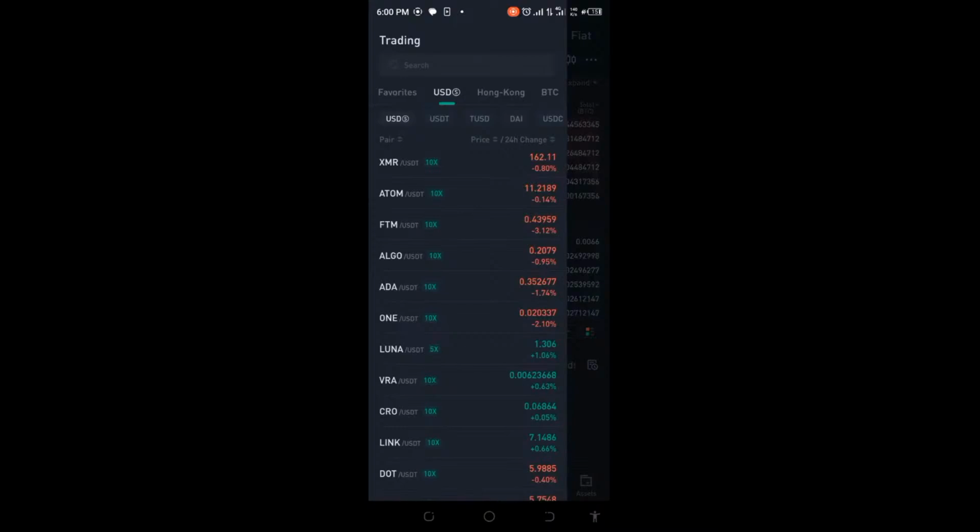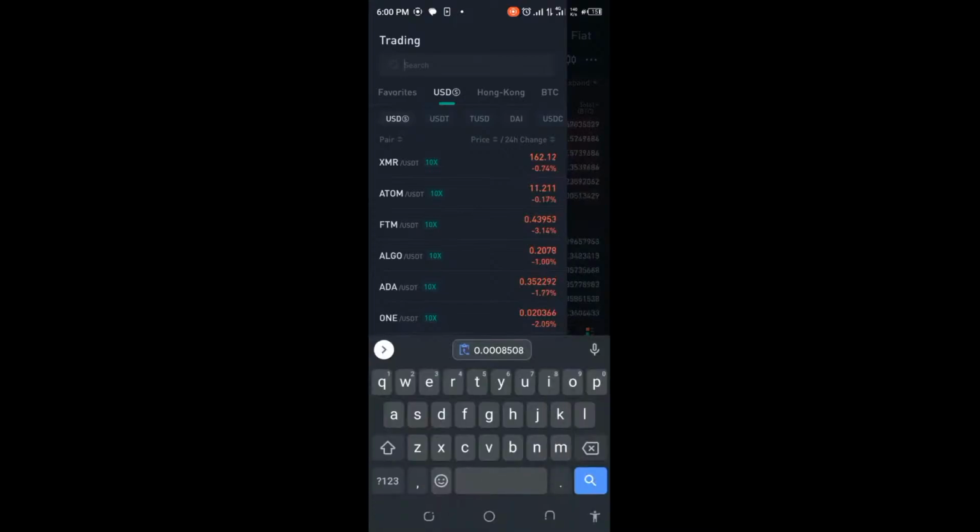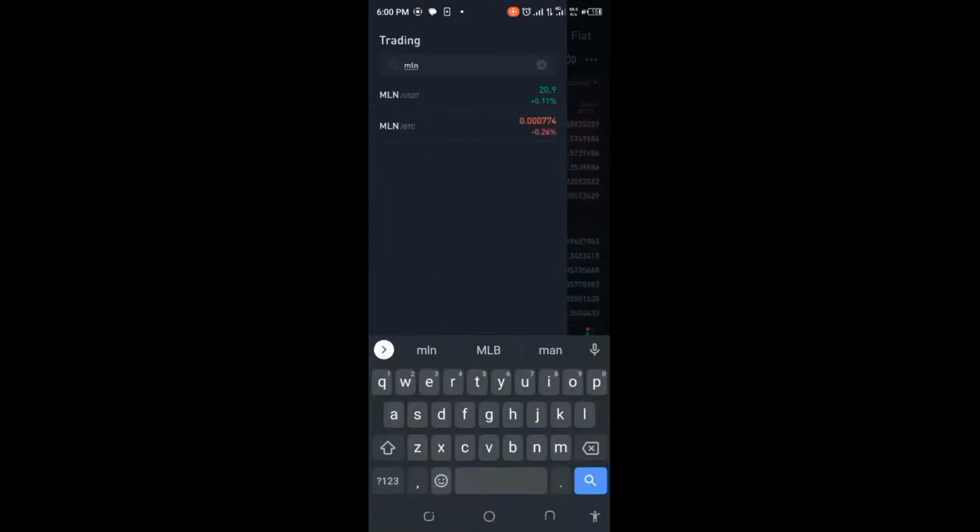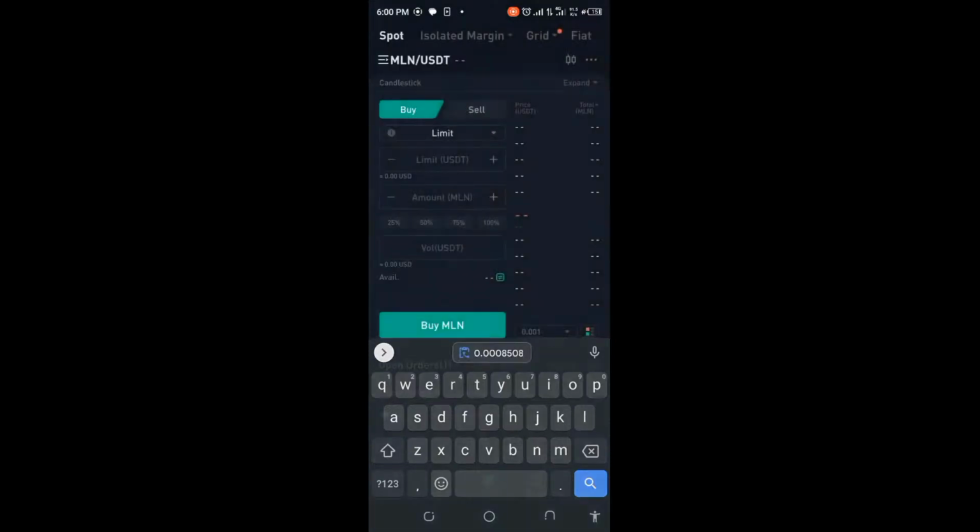So let's go ahead and try and get this sold to MLN. Is it MLN? Okay, let's try and see. Wow, you can see this. Okay, but what if I try to sell it to USDT? Let me try.